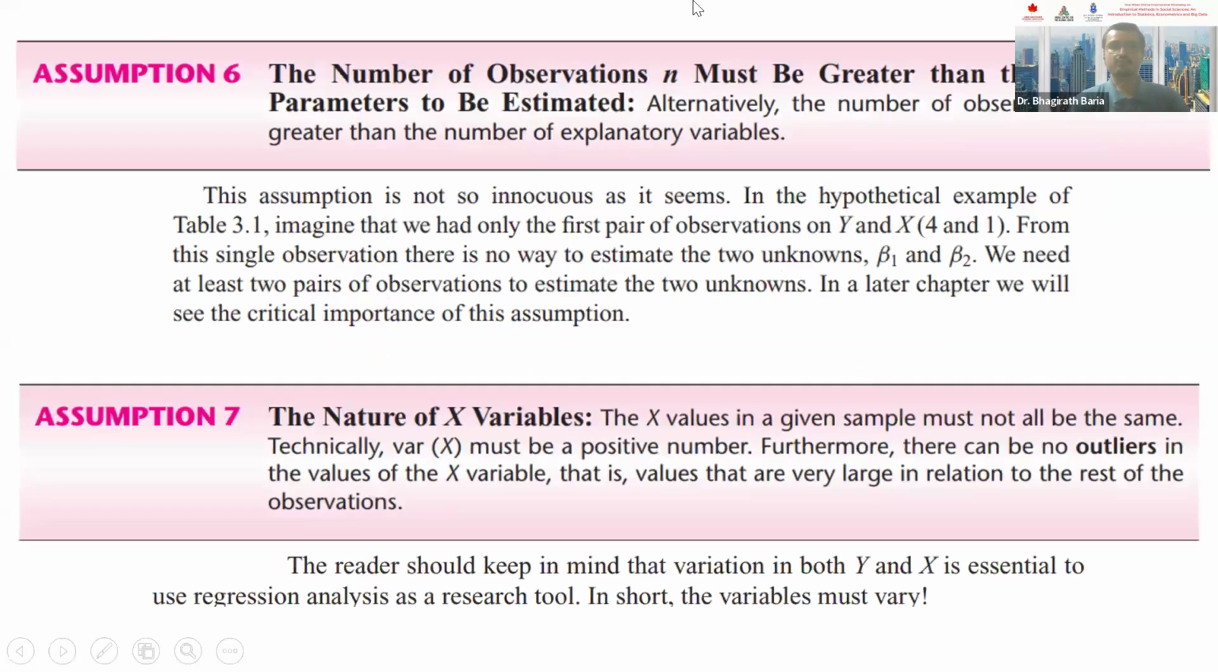Fine. Last few assumptions, then we'll go quickly to hands-on. The number of observations should be greater than the number of parameters. If you have only one y and one x, and you want to estimate 5 regression coefficients, it's not possible. You don't have enough data.